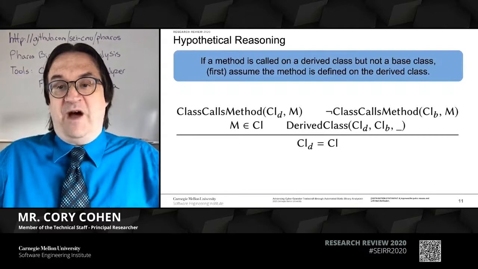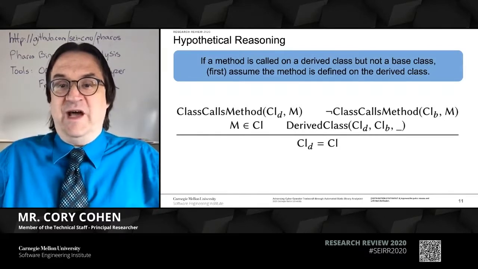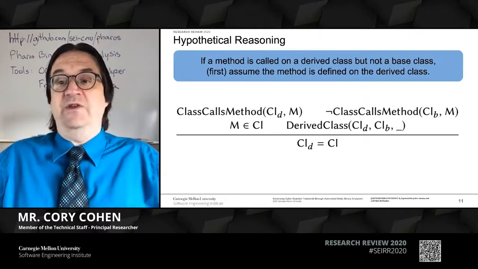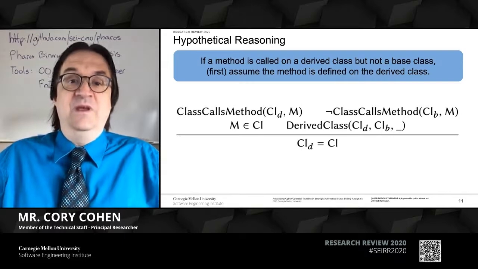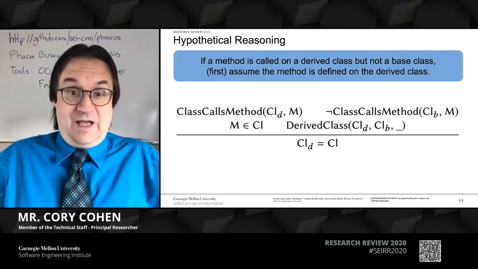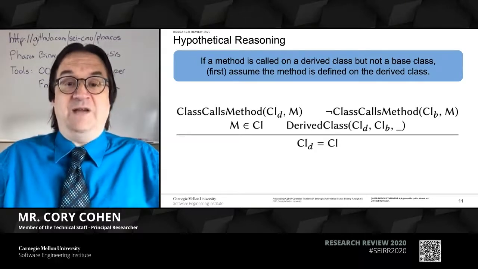So here's an example of a hypothetical reasoning rule that does exactly that. It says if a method is called on a derived class but not a base class, let's first assume that the method is on the derived class. If this guess fails, then it'll guess in a later rule that perhaps the class is in fact on the base class.